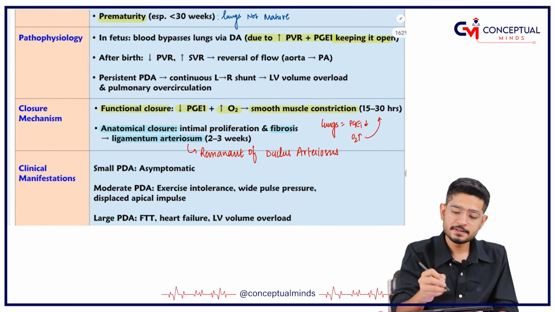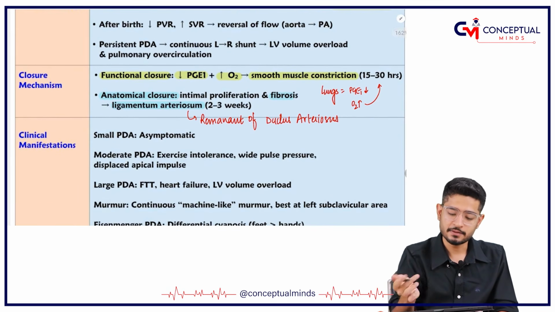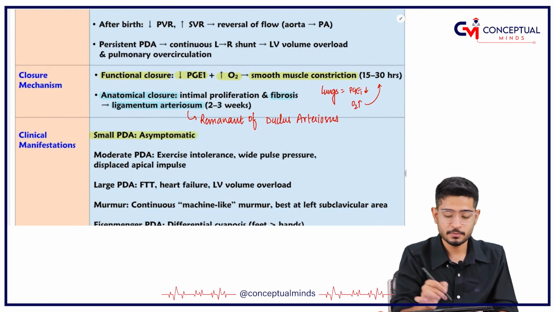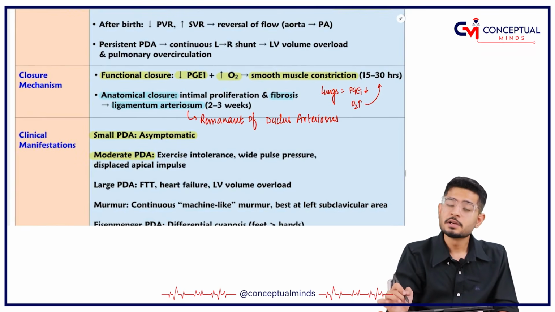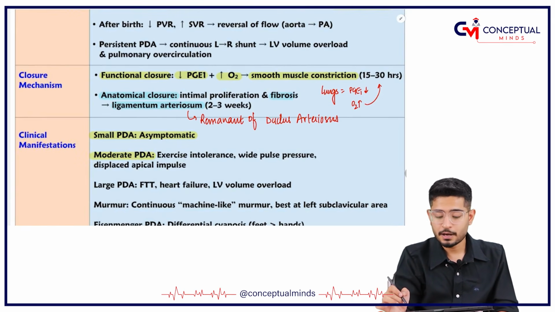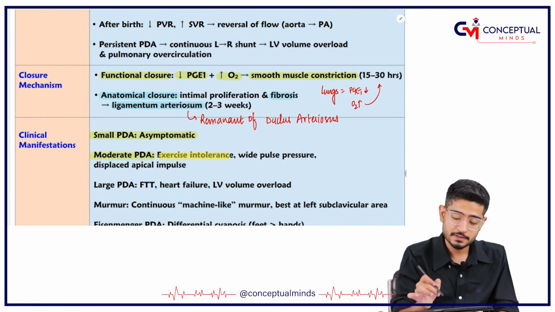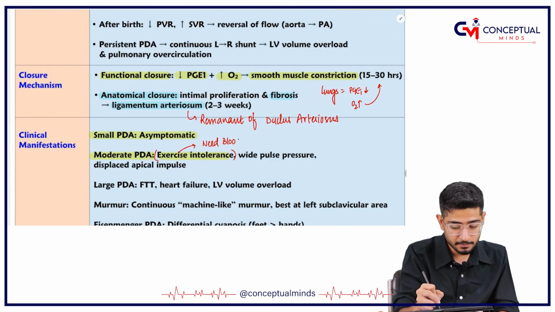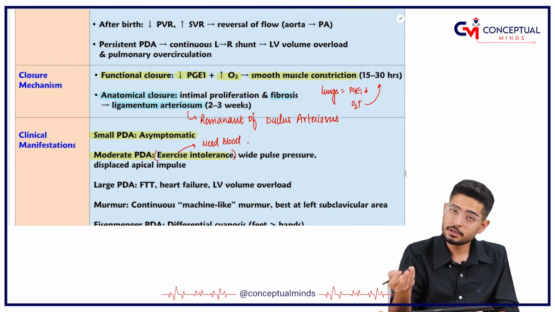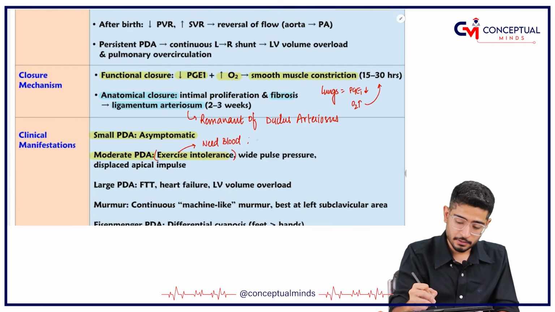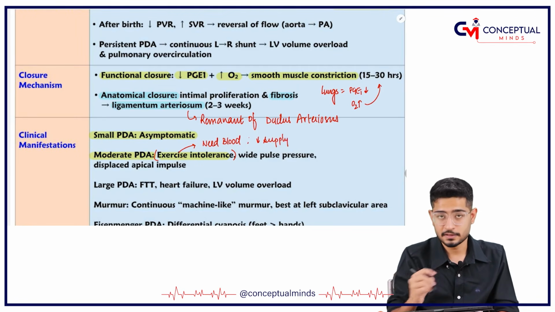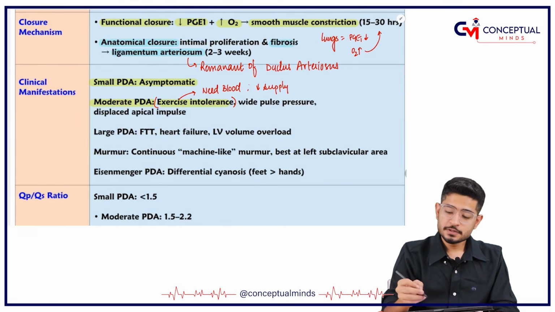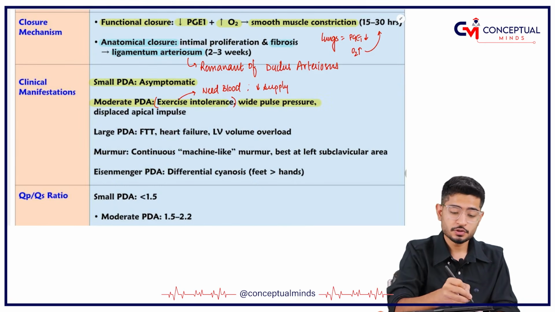What are the clinical manifestations? Just like ASD and VSD, if it's small, it is asymptomatic. If it's moderate, what is going to happen? Exercise intolerance. In exercise you need blood, but because the blood is going away from the aorta, there is a decreased supply. That's why there is exercise intolerance. So dear students, there is a wide pulse pressure which is going to occur.